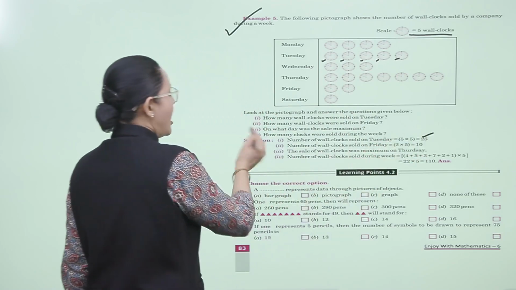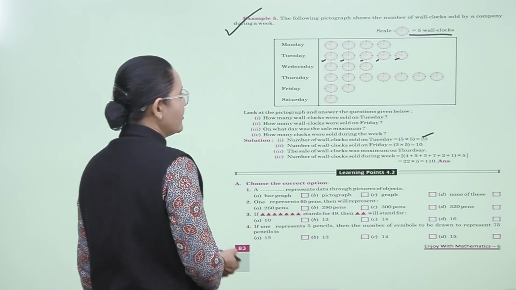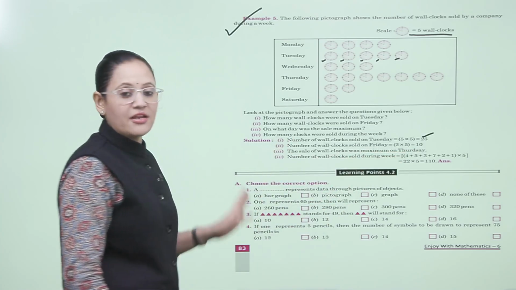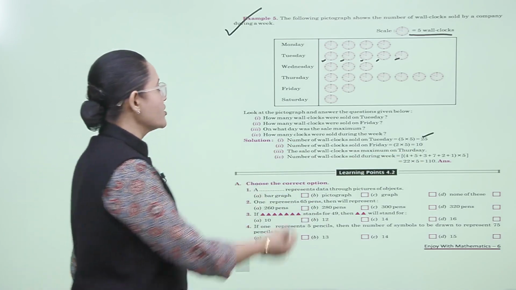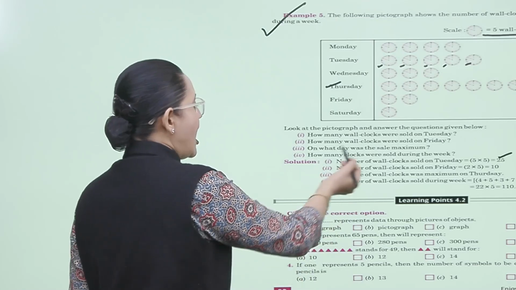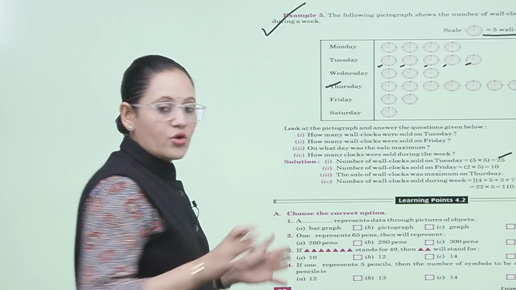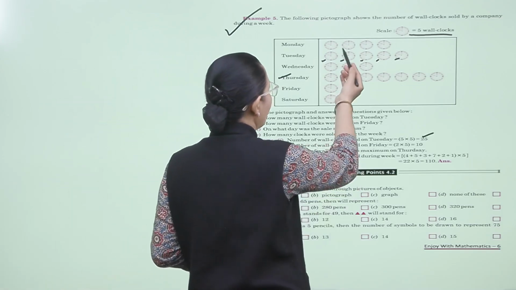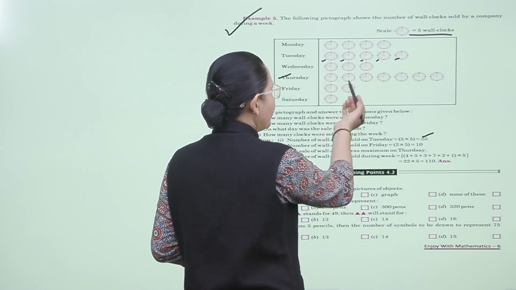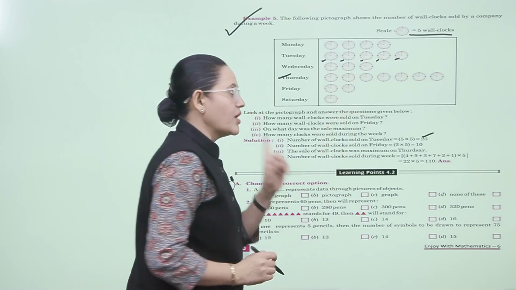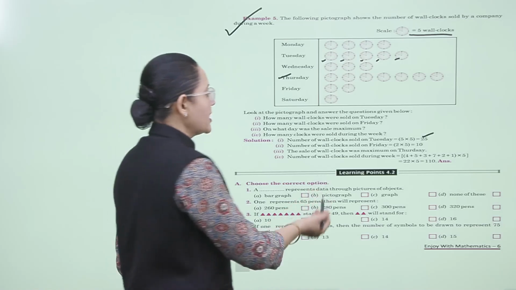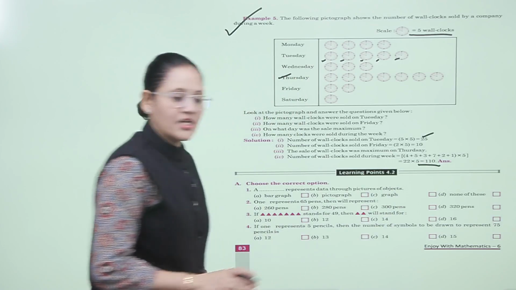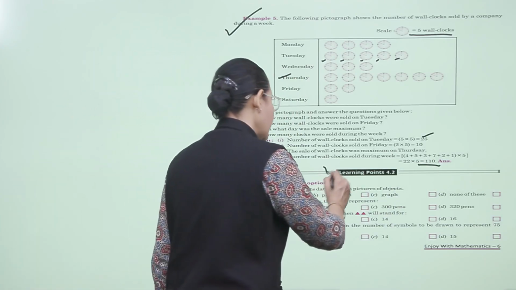Clear? How many wall clocks were sold on Friday? Friday, 2 into 5, 10. On what day was the sale maximum? The maximum sale was on Thursday. How many clocks were sold during the week? The total number of wall clocks during the week: 4 plus 5 plus 3 plus 7 plus 2 plus 1. Here 1 picture represents 5, so we will multiply it by 5. So, total 110 clocks. Clear?